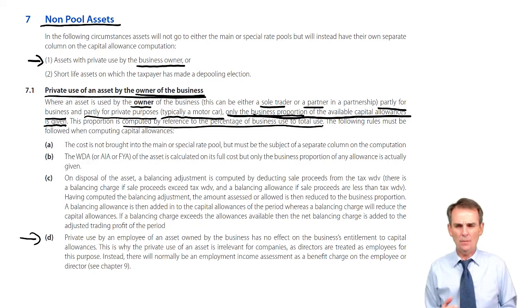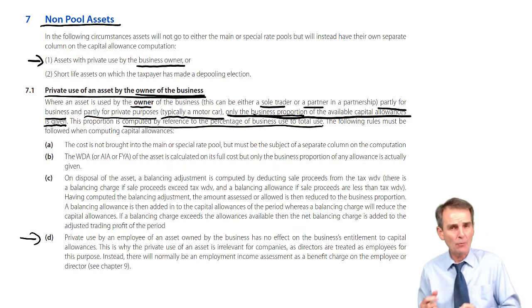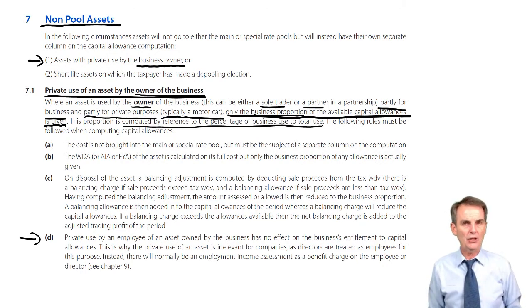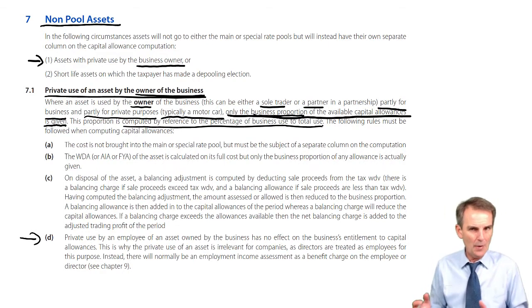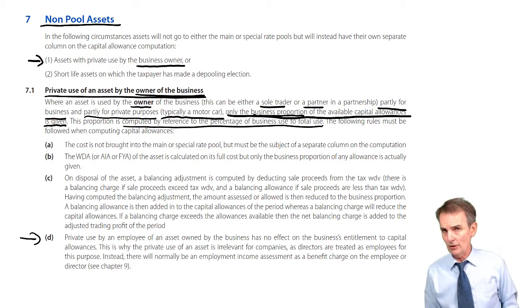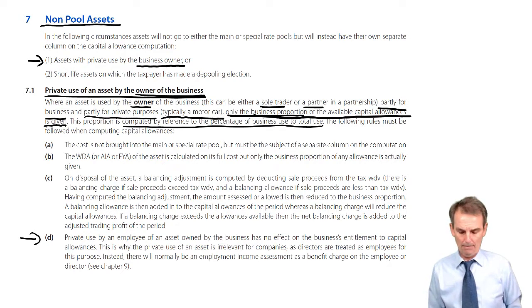What we need to know is what was the business use proportion, because only that will be available. And we'll set up the column on our computation headed with the amount of business use of that asset. So if in the question you're told that this asset has 20% private use, then it's the 80% business use that is the important figure that we'll be able to claim upon.